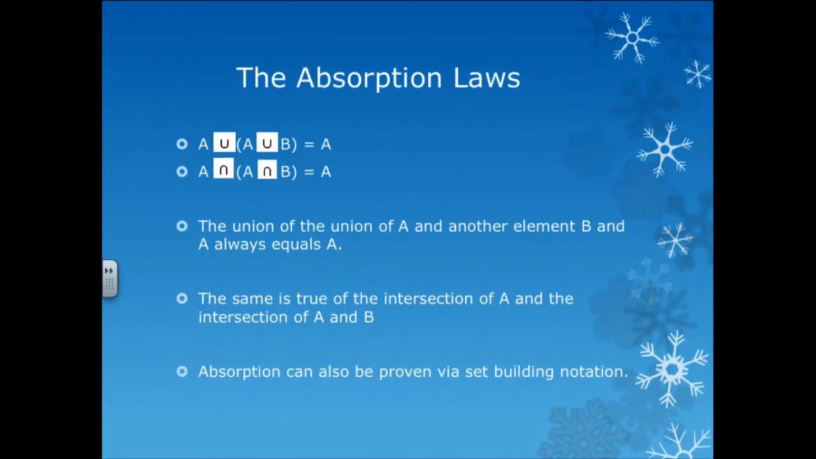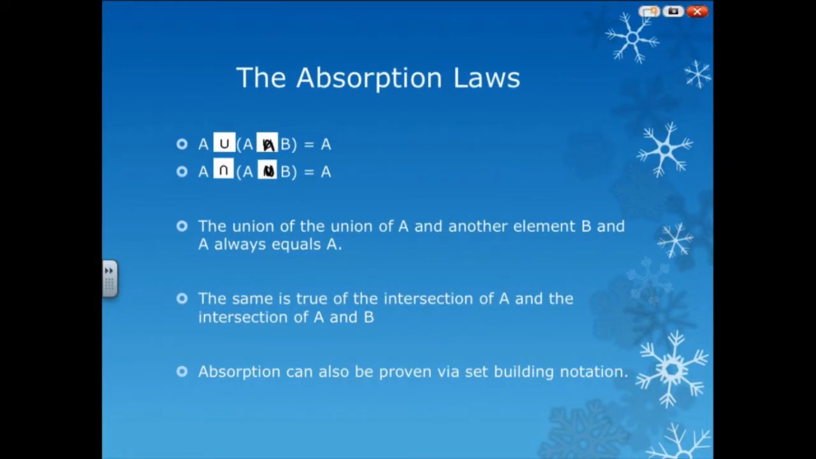The absorption laws are as follows. A union A intersection B equals A, and A intersection A union B also equals A. We can prove this by set builder notation. For the first absorption law, suppose x is an element in the set A union A intersection B.